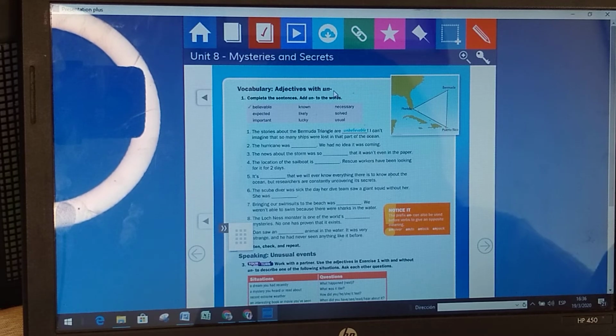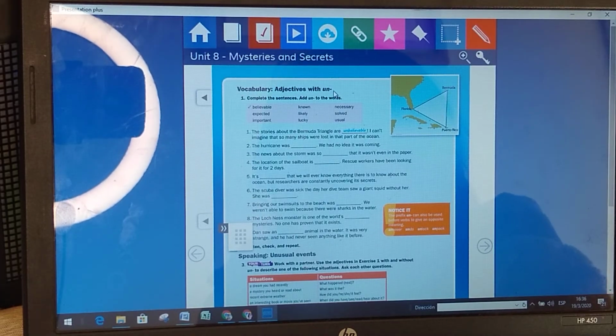Read aloud, if possible, the completed first sentence and explain why unbelievable is the correct answer. Look at the first sentence. It says, the stories about the Bermuda Triangle are unbelievable. I can't imagine that so many ships were lost in that part of the ocean. The context of the sentence gives a clue. Unbelievable has a similar meaning to I can't imagine. That's why that is the correct answer.